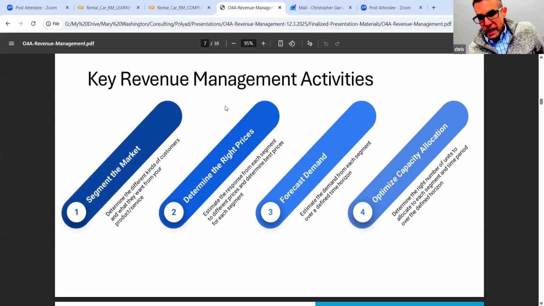Another aspect here is that we have to forecast demand. The idea is that for each demand segment, typically in revenue management, we're working over a defined time horizon. In the rental car industry, in real life, time horizons of about 45 to 60 days are pretty common. The idea is to forecast the demand for each different segment for our individual booking slots that are possible. Then this gives us something to work with to plan how we're going to meet that demand in a way that maximizes the revenue.